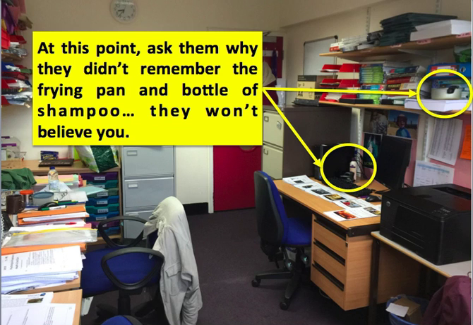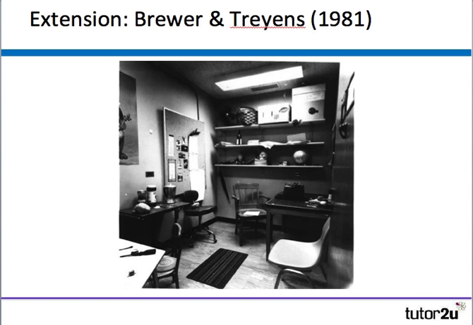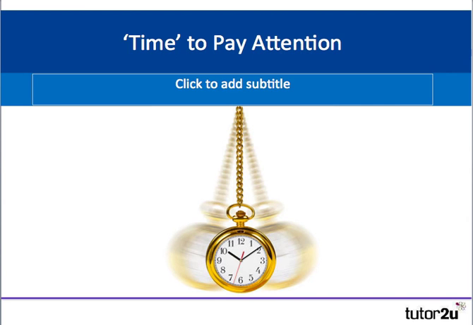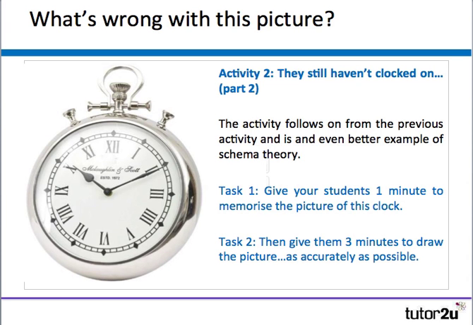And you ask them why they didn't remember the frying pan and the bottle of shampoo. And they won't believe you that they were ever there. You'll have to show them this photo of your office or any other office. I'm sure mine doesn't look quite as tidy as this, in order to convince them, because these 2 items were, of course, not part of the office schema. And this is a wonderful segue, of course, into Bartlett's research. And of course, it relates directly to Brewer and Treyens. Things that aren't part of the schema are not necessarily remembered. Or we create our own schemas and remember them wrongly.